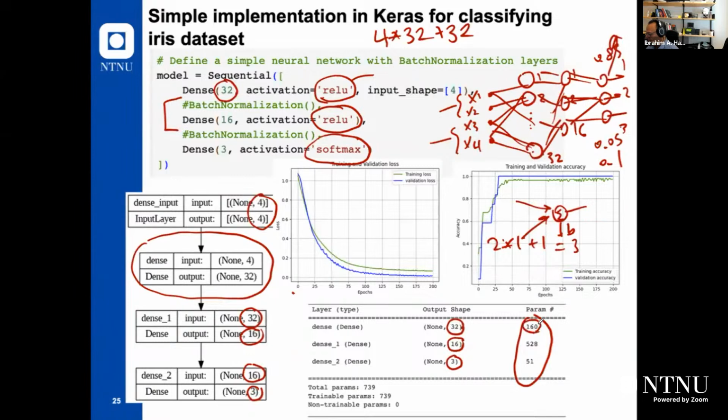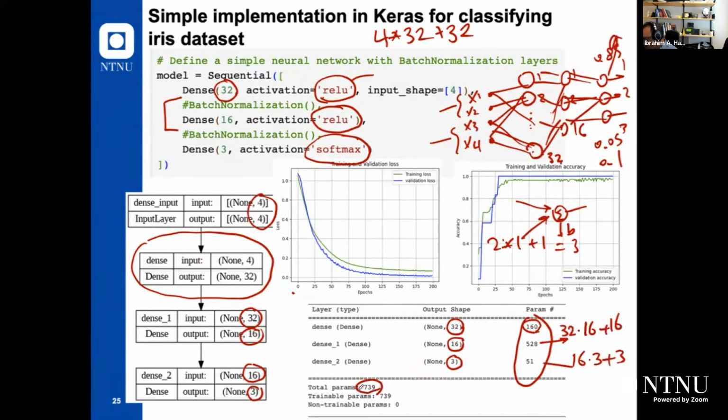calculate it. For the second layer, how many in the second layer? This number will be 32 multiplied by 16 plus 16. And for the output layer, it's easy because the number of outputs from the second hidden layer is 16. So it will be 16 multiplied by 3 plus 3. So in this case, we can get the total number of parameters. If you add those numbers together, you will get the total number of parameters, which is 739.